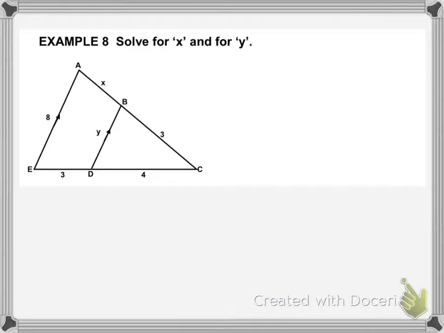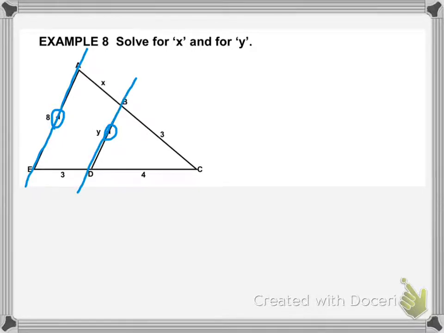All right, in this example, it just says solve for X and Y. It does not tell us that we have similar triangles. So first we need to prove that we do, and then if we do, we can set up some proportions to solve for the missing sides. I see that I've got overlapping triangles. I also see that I've got some parallel sides.